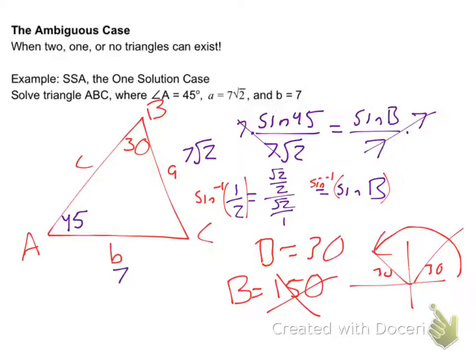And at this point, do you have enough to find big C? 30 plus 45 plus what is 180? 105. And now, can you set up your pairs? So, without solving it, sine of 45 over 7 square root 2 is equal to sine of 105 over little c. And you'd solve it just like the others.